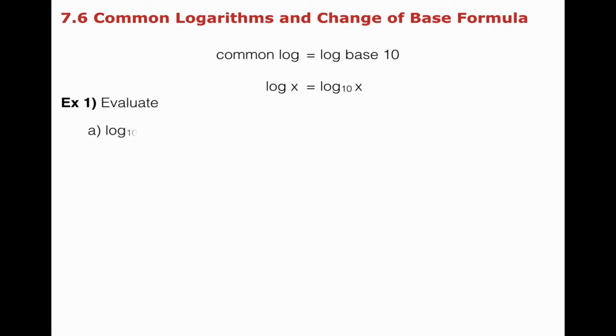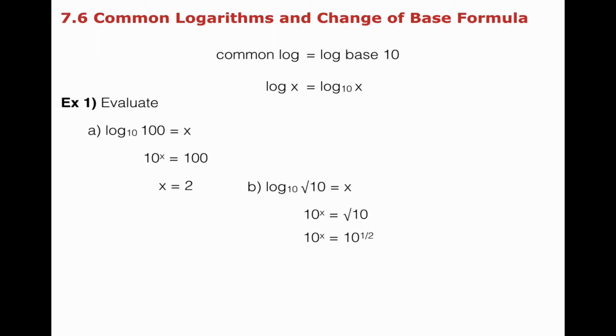So, an example: evaluate log base 10 of 100 equals x. Well, that just means 10 to the x equals 100, so x equals 2, because 10 squared equals 100. So what about this one? Log base 10 of the square root of 10 equals x. Well, 10 to the x equals the square root of 10, which means 10 to the x equals 10 to the 1 half, and x equals 1 half. And how about log base 10 of x equals 2? Well, 10 squared equals x, so 100 equals x.